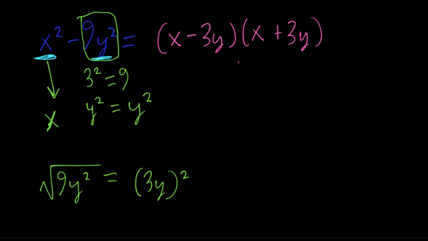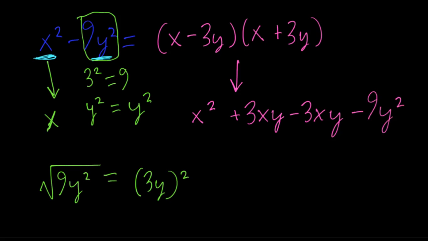So now let's multiply that to see that it works. X times x is x squared. 3y times x is plus 3xy. Minus 3y times x is minus 3xy. And minus 3y times 3y will give us minus 9y squared. The middle terms cancel out, and what we're left with is x squared minus 9y squared. So remember, always look for the number that's a perfect square, and you'll be able to factorize the expression.